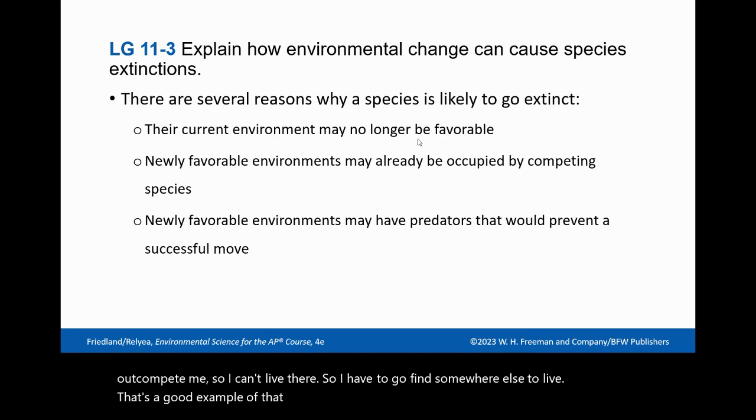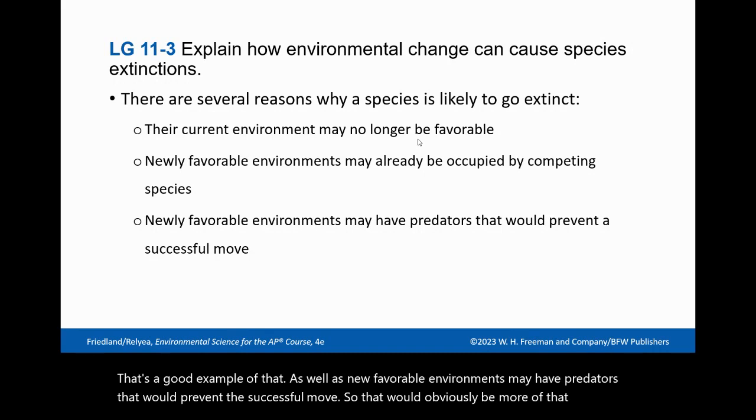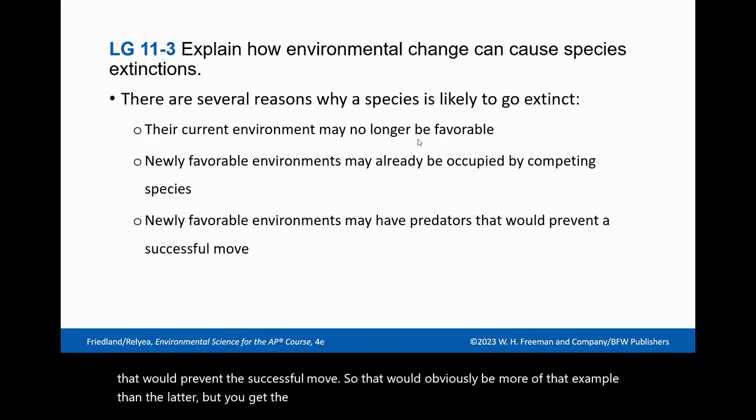As well as, newly favorable environments may have predators that would prevent the successful move. So that would obviously be more of that example than the latter. But you get the point. Species are already there, and they're going to outcompete it because they're already more well adapted to that area.